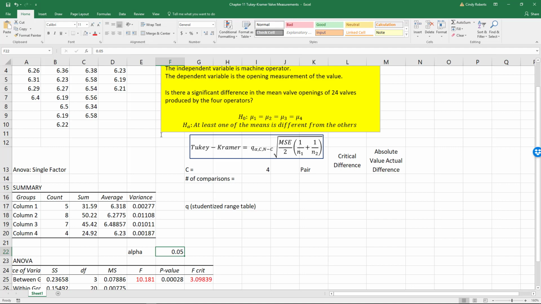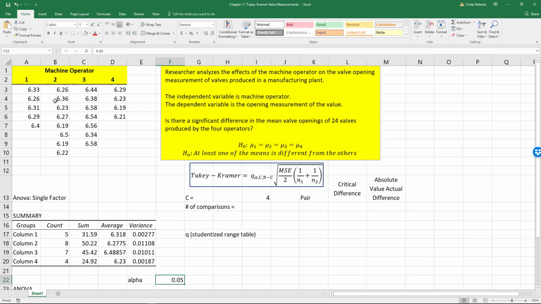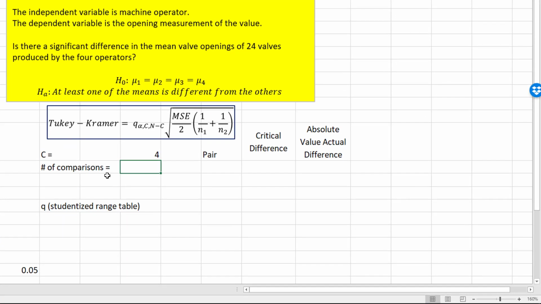in the means. And so we want to compare machine operator 1 with machine operator 2, machine operator 1 with machine operator 3, and so on. If you want to know how many comparisons you have to do, this is good to know so you won't miss one, because I could sit here and say 1 with 2, and then 1 with 3, and then 1 with 4.